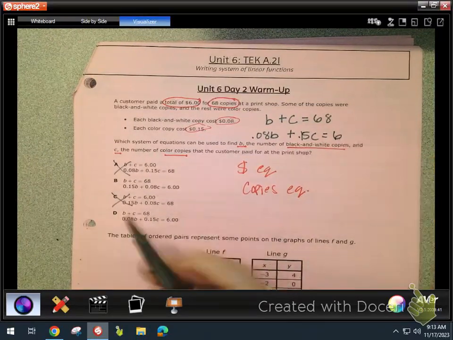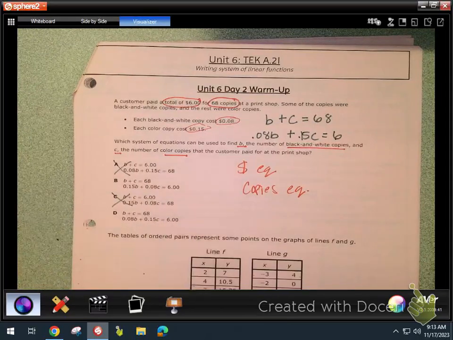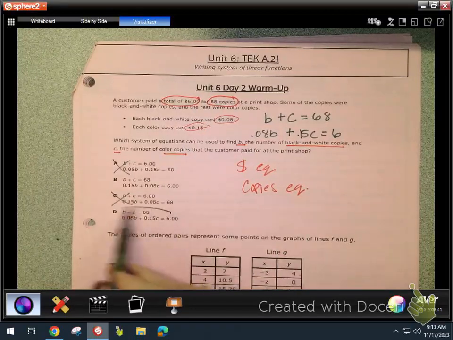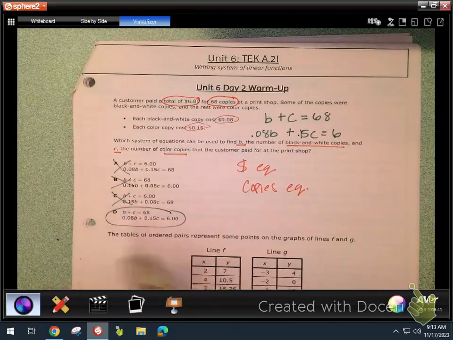$6. So the difference between B and C is they just have the money values swapped on one of them. So what is the correct answer? D. Okay, so again, I hope that you're starting to see these. And yes, they look scary because they're word problems and those freak people out. They freak me out.